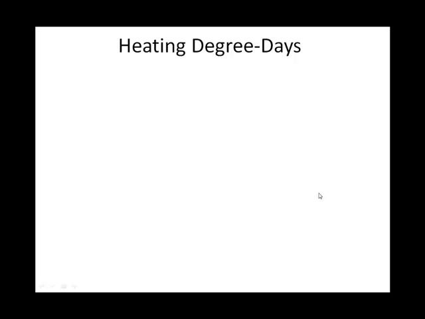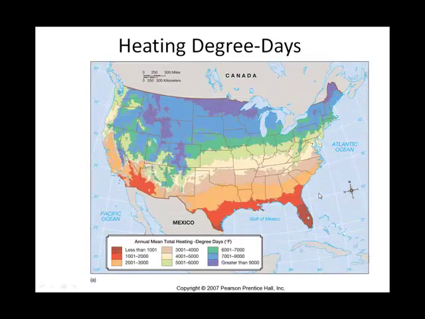So these are some maps now. They look kind of like isotherms, don't they? And it's similar in that the color coding gives you a sense of, in this case, the number of heating degree days. So actually, this dark color here is less than 1,001 heating degree days, all the way up to this blue where they have to run the heater a lot. It's greater than 9,000 heating degree days.